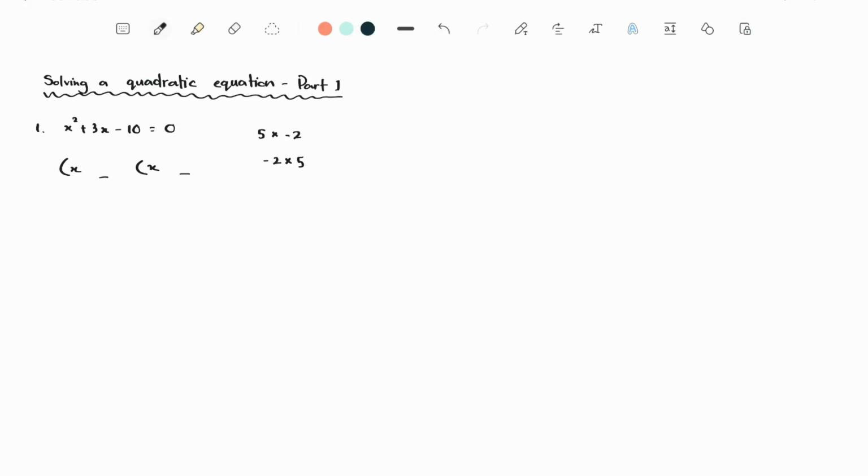Now, you have to substitute these two numbers and put them into this function here, and see when you multiply out these two brackets, do you get this or not? So let's try the first combination, 5 and minus 2. Right, plus 5 and minus 2.